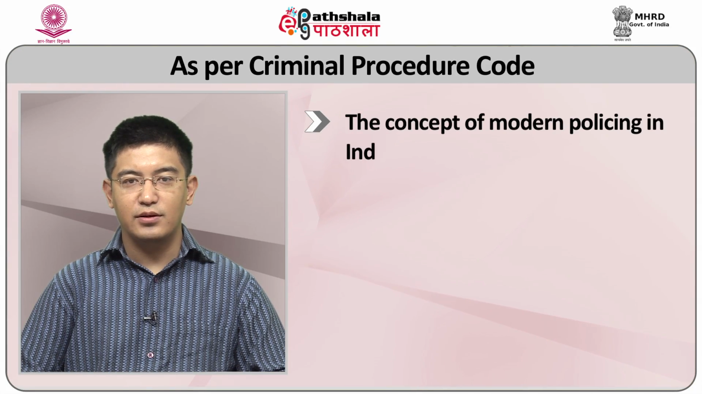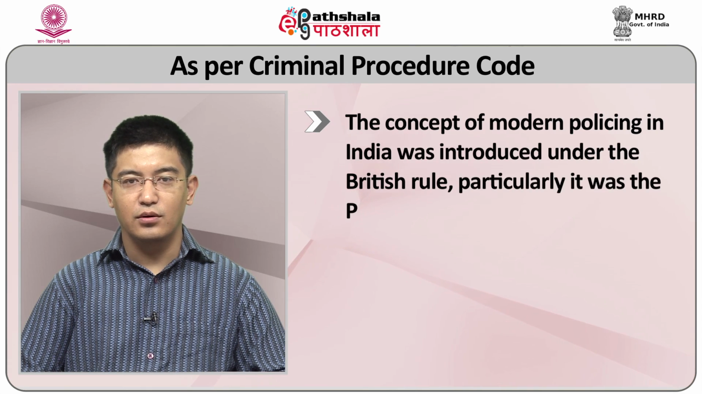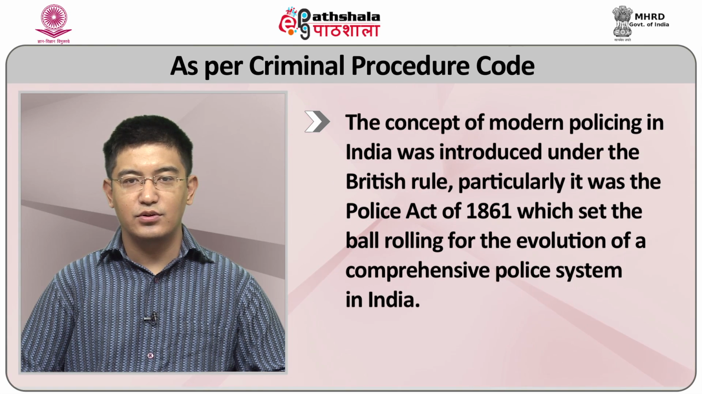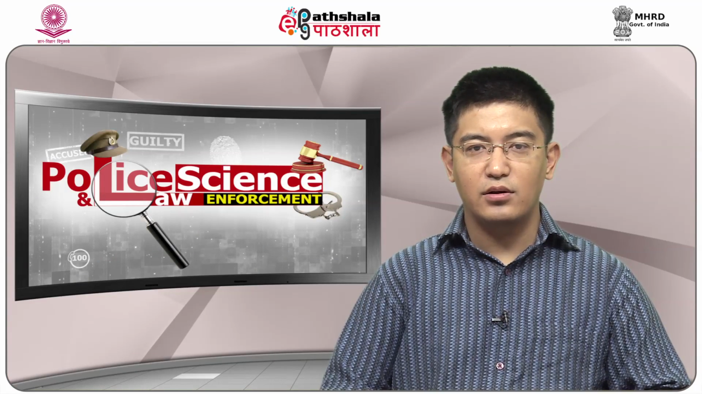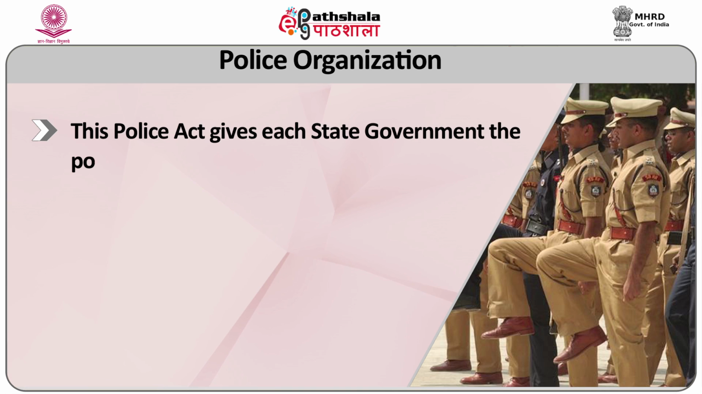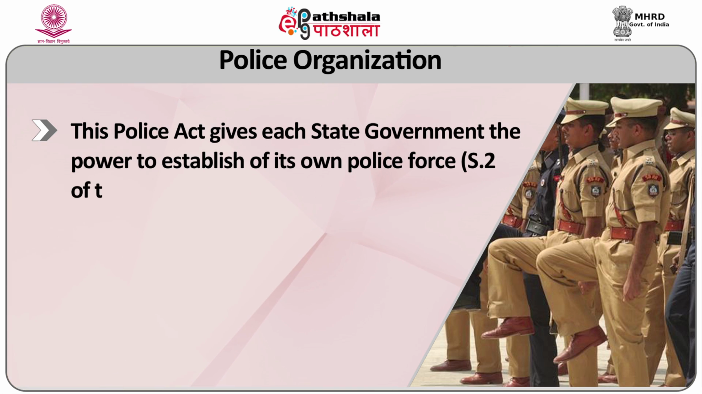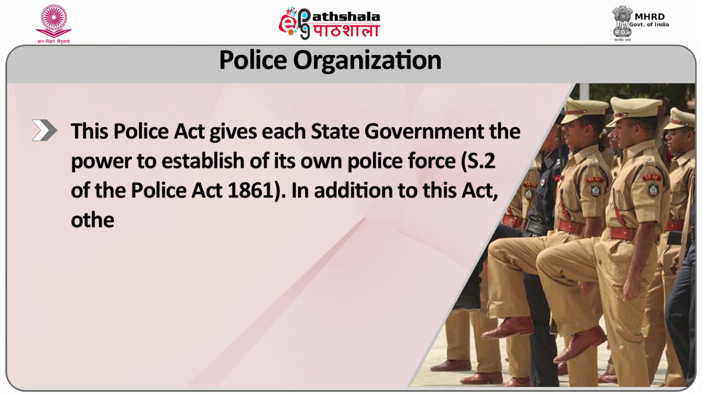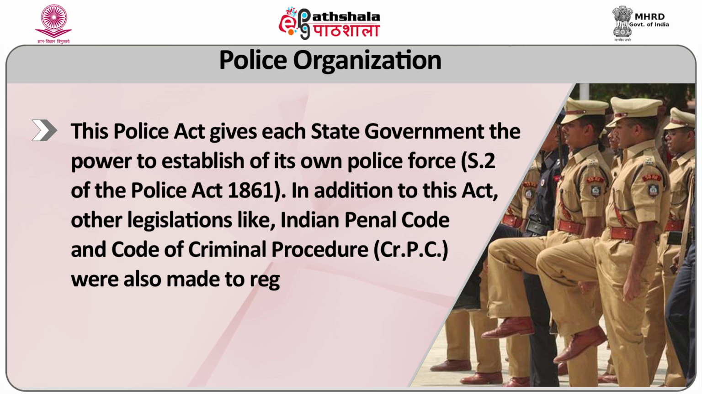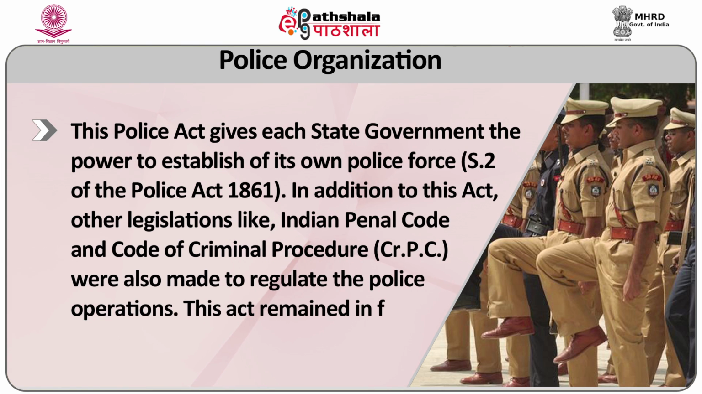The concept of modern policing in India was introduced under the British rule. Particularly, it was the Police Act of 1861 which set the ball rolling for the evolution of a comprehensive police system in India. It was this act which became the cornerstone of the police organization at all India level and various union territories and states in India. This Police Act gives each state government the power to establish its own police force, Section 2 of the Police Act 1861. In addition to this act, other legislations like the Indian Penal Code and Code of Criminal Procedure (CRPC) were also made to regulate the police operations. This act remained in force till recently.